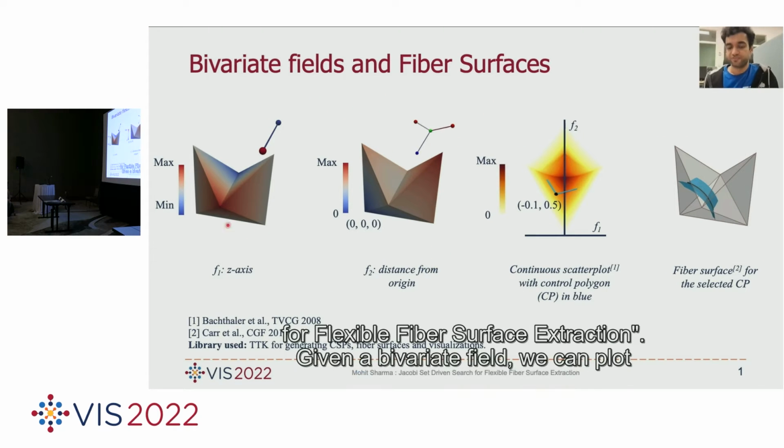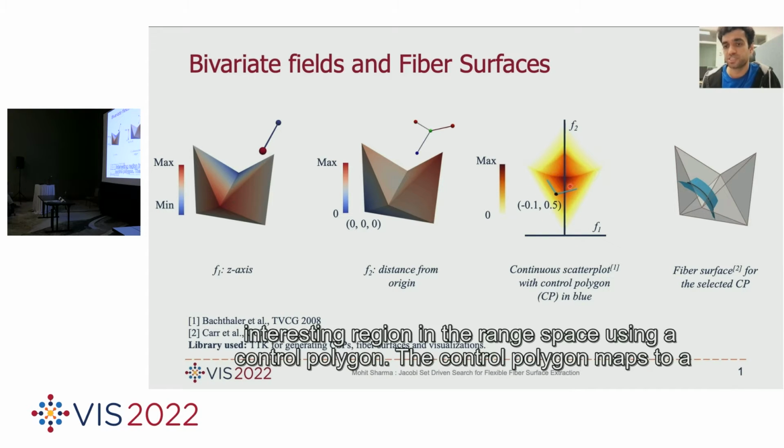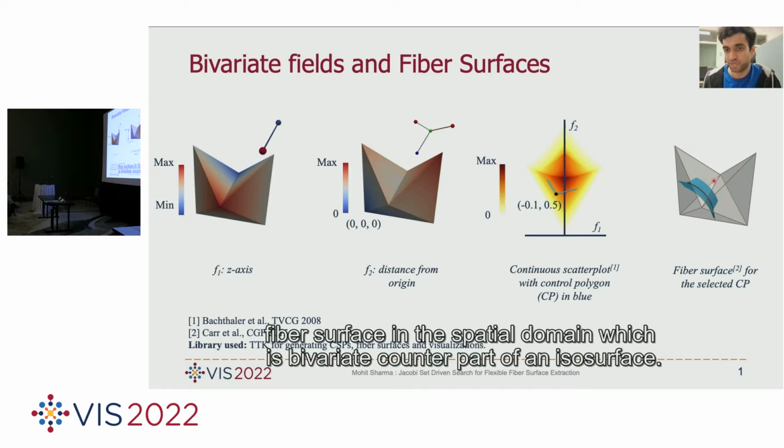Given a bivariate field, we can plot its two-dimensional continuous histogram known as continuous scatter plot and select an interesting region in the range space using a control polygon. The control polygon maps to a fiber surface in the spatial domain, which is bivariate counterpart of an isosurface.